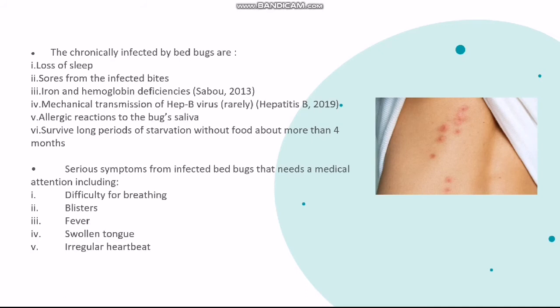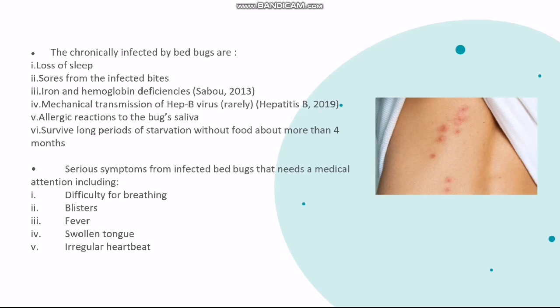Fourth, according to the World Health Organization in 2019, bedbugs lead to mechanical transmission of hepatitis B virus, which is rarely found. Fifth, the bedbugs can cause an allergic reaction to the bug's saliva. The allergic reaction may need medical attention as it can lead to excessive scratching in response to the bite.